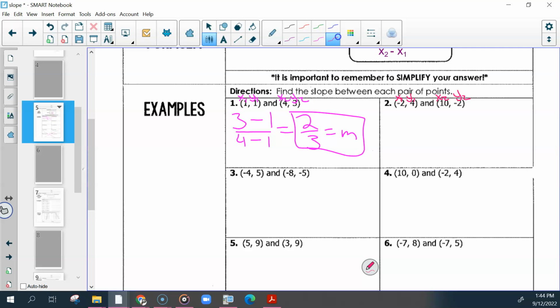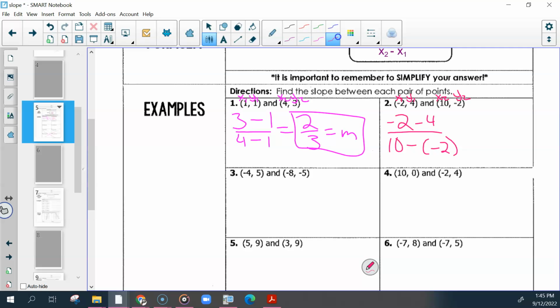And then subtract. So y2 is negative 2. We're subtracting 4. And then in our x's, we have 10 minus a negative 2. So always put your negative and your negative and your minus. Then you can change it to a plus.